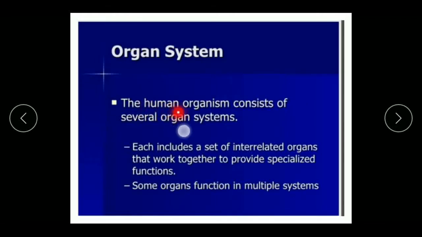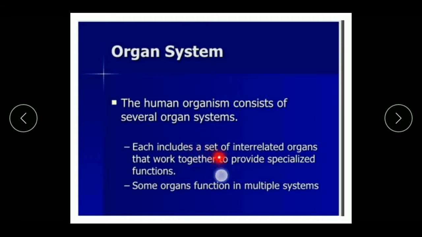The human organism consists of several organ systems. Each includes a set of interacting organs that work together to provide specialized functions. Many organ systems form the human organism, such as excretion, respiration, circulation, reproduction, digestion, absorption, secretion, the nervous system, muscular system and skeletal system.